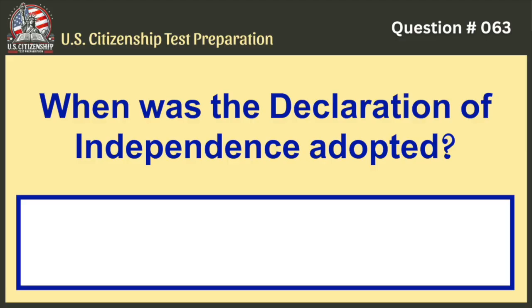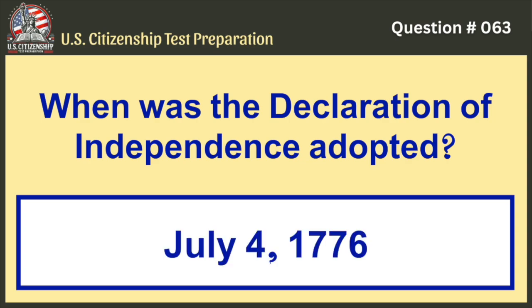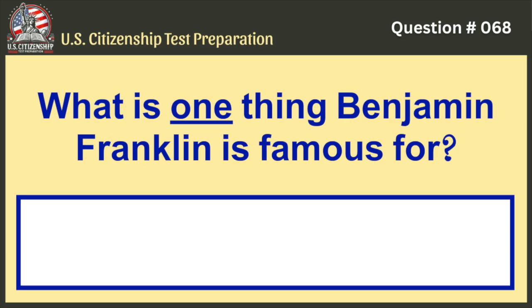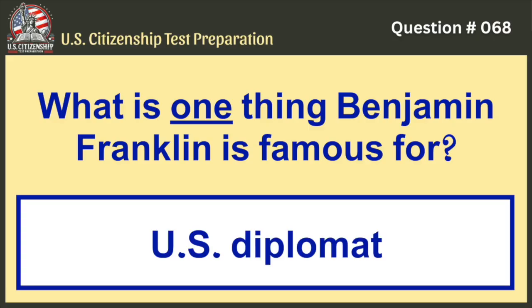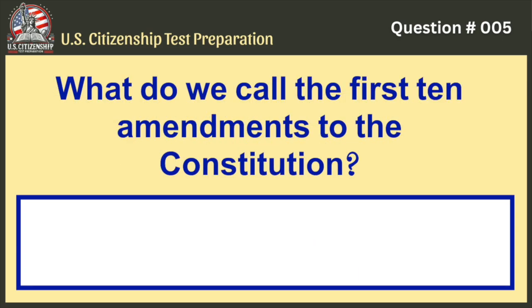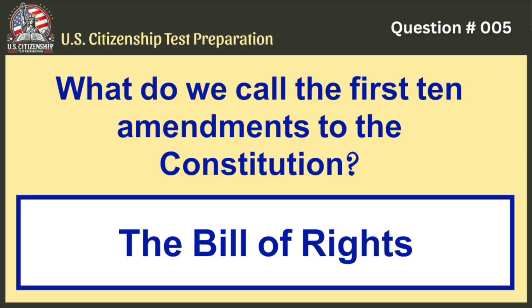When was the Declaration of Independence adopted? July 4, 1776. What is one thing Benjamin Franklin is famous for? U.S. diplomat. What do we call the first 10 amendments to the Constitution? The Bill of Rights.